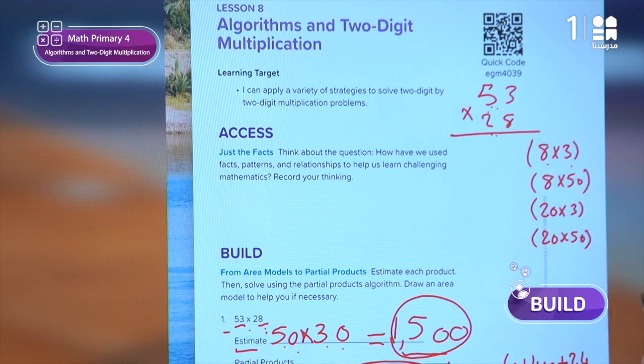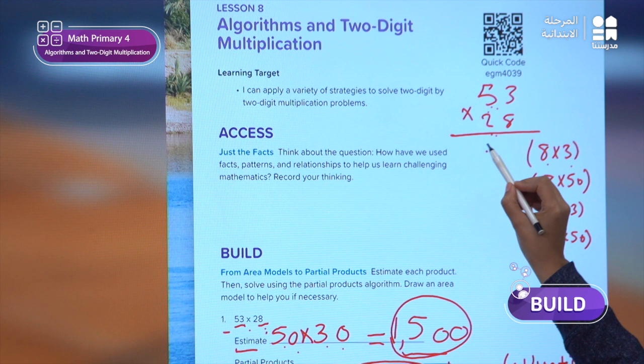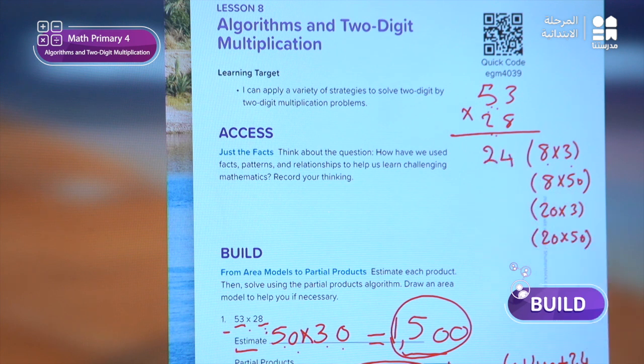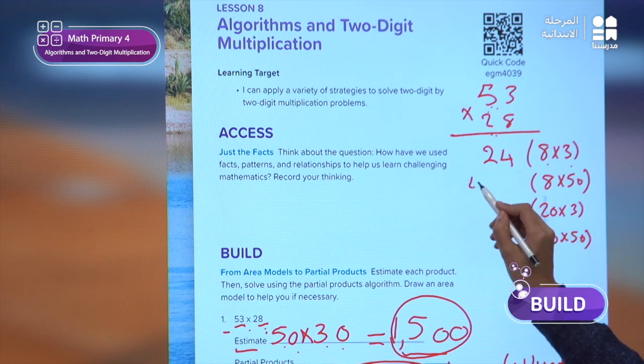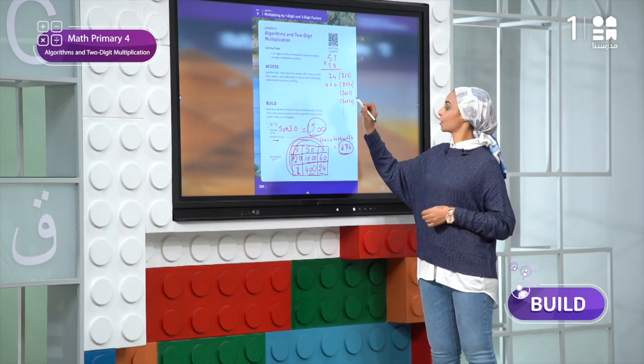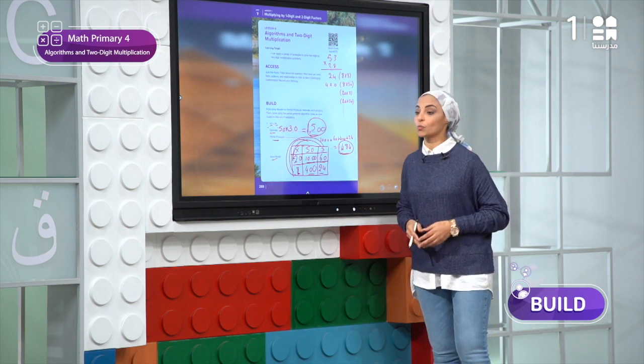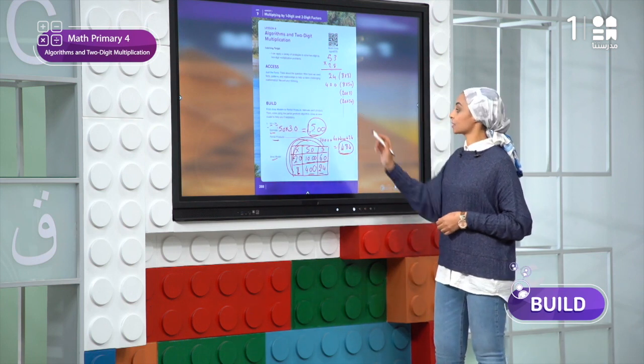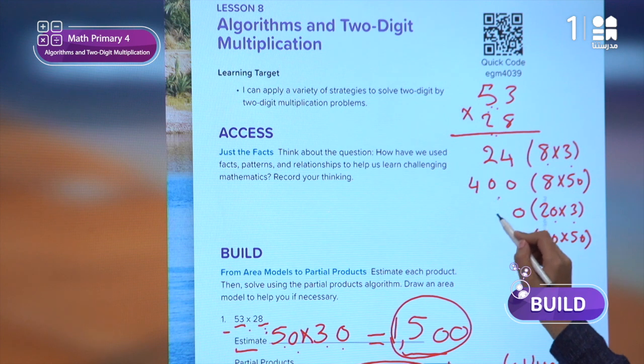So 8 times 3 equals what? 8 times 3 equals 24. Then 8 times 50 equals what? Of course, 8 times 5, 40, and put the 0 to be 400. Then 20 times 3 equals what? 2 times 3, 6, put the 0 to be 60. I write it like this, ones and tenths.